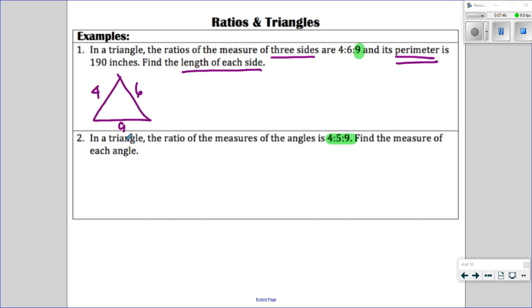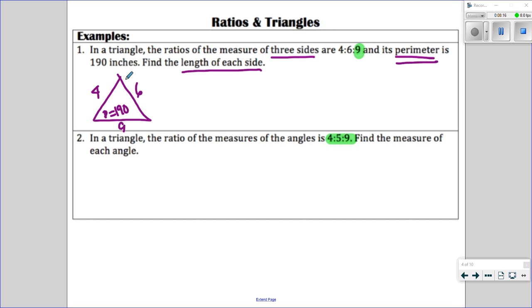Again, we're dealing with sides, and they gave us the perimeter of 190. And remember, perimeter means the outer shell of the triangle. When you add up the sides, it does not equal 180. 180 belongs to the angles. I know most of you make that mistake. Just realize angles, 180; the sides, if they give you a perimeter, you're using that. Or if they don't, you add it up.